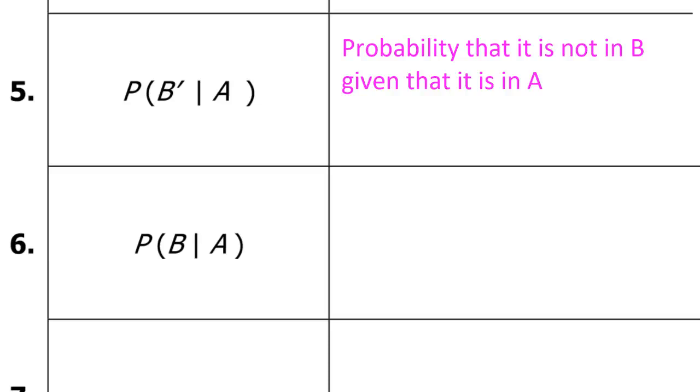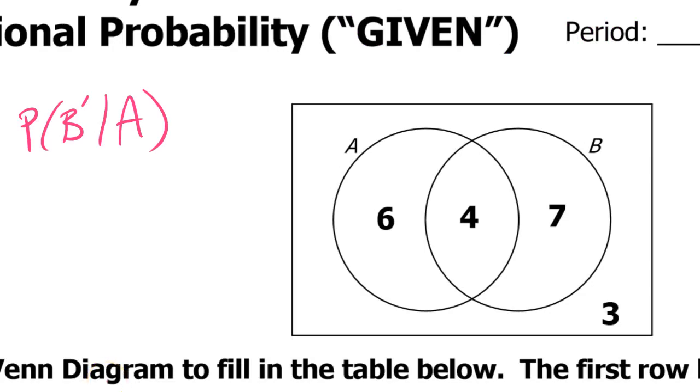Okay, for problem number 5, we are being asked to calculate the probability that it is not in B given that it is in A. So these symbols mean the same thing as these words. Probability of not B given A. Now, when you're given something, I want you to think of that as the new, smaller universe.